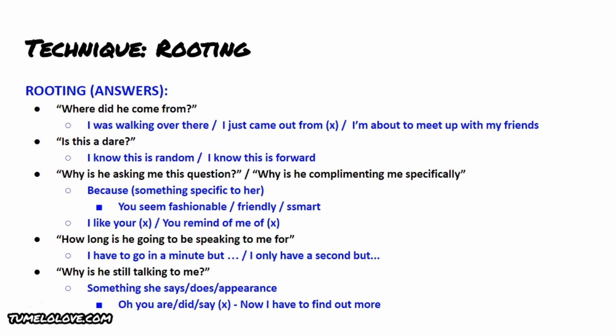So again, say, yes, look, I know this is random, or I know this is forward. State that, let her know that you understand that the situation is a little bit weird, a little bit random. But by letting her know, and by still continuing to approach her, you're showing her that, yes, I understand, but I'm still stepping out of the comfort zone here, whatever it is you're going to open her with.